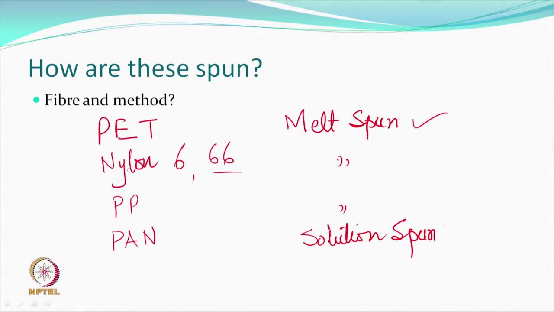So, it could be dry spinning, or wet spinning. These processes could be used to make polyacrylonitrile fibers. Why are they not melt spun?